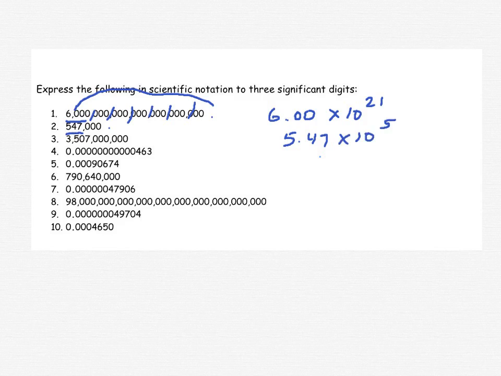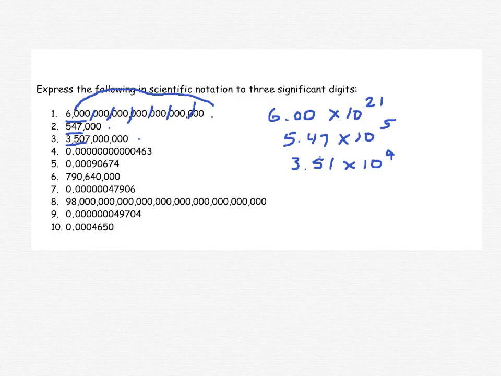For 3, you got to keep 3 significant digits. So 350, but the next one is 7. It's going to round it up, so it's going to be 3.51 by 10 to the how many places? So 369. To get the decimal from the end to the position between the 3 and the 5.